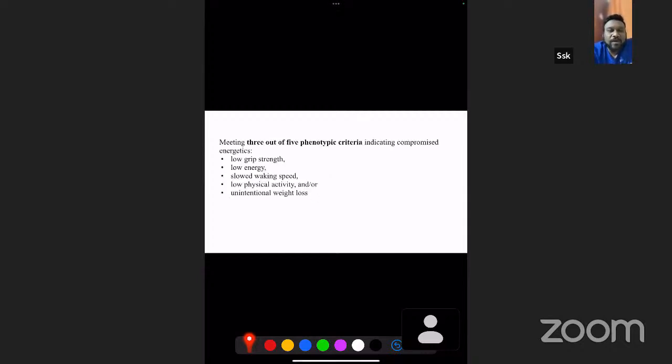I'll explain what frailty is. 3 out of 5 phenotypic criteria have to be met. One is low grip strength, because of which they have a tendency to fall. Low energy, slow walking speed, low physical activity, and unintentional weight loss. All these are the characteristic features to call them frail. Frail means weak. So low grip strength, low energy, slow walking speed, low physical activity, and unintentional weight loss are characteristic features of frailty.